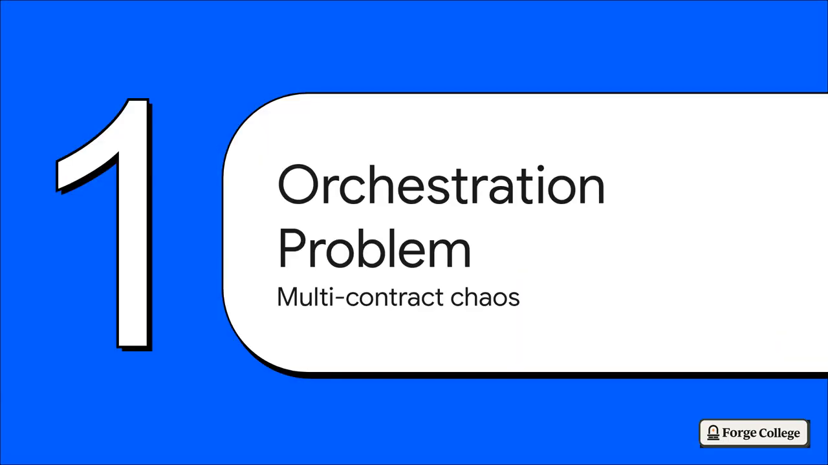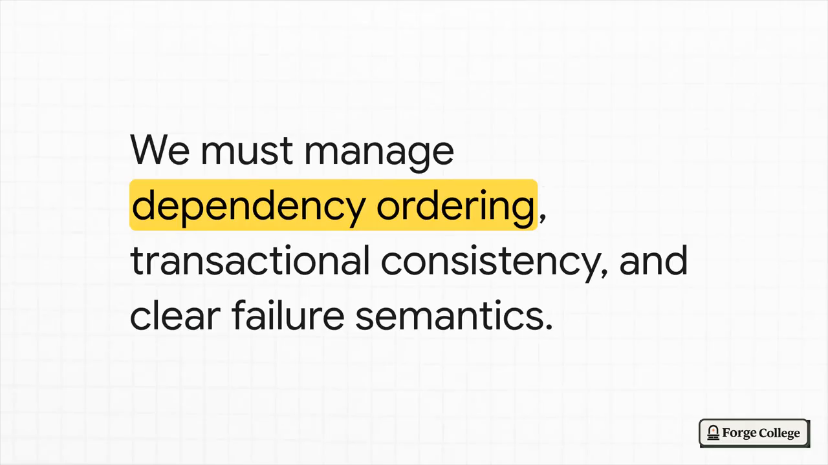Section 1. The contract orchestration problem. Multi-contract chaos. Let's look at what actually happens when multiple independent contracts try to play their own tune at the exact same time without a conductor. Honestly, it's a recipe for disaster, especially in Web 3, where mistakes are immutable and, frankly, incredibly expensive.